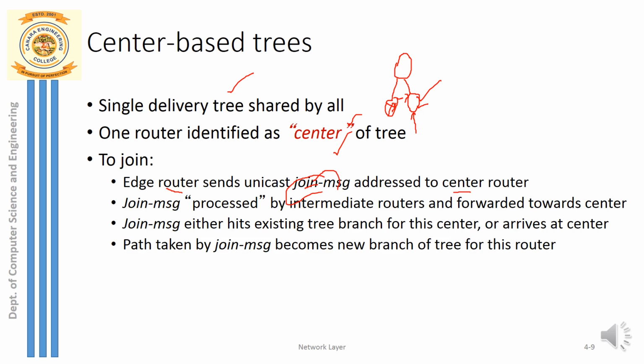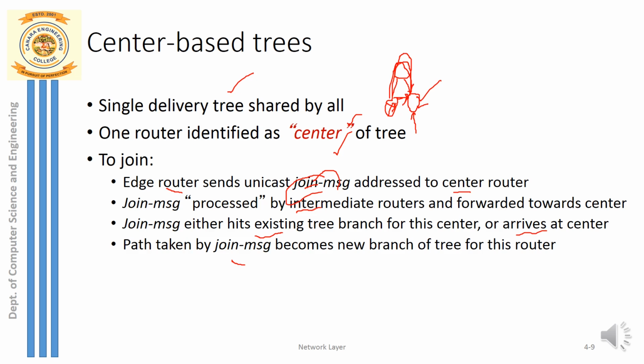So here the join message is processed. This join message can be sent via a non-multicasting group member also. Why? Because the center node may not be directly connected to this edge router which wants to participate in multicasting. It might be connected via some non-multicasting group member as well. So the join message may have to pass through a non-multicasting group member also, through intermediate routers, and finally it has to be forwarded to the center. You can see the join message either hits the existing tree branch for the center or arrives at the center. Finally it arrives at the center, the join message.